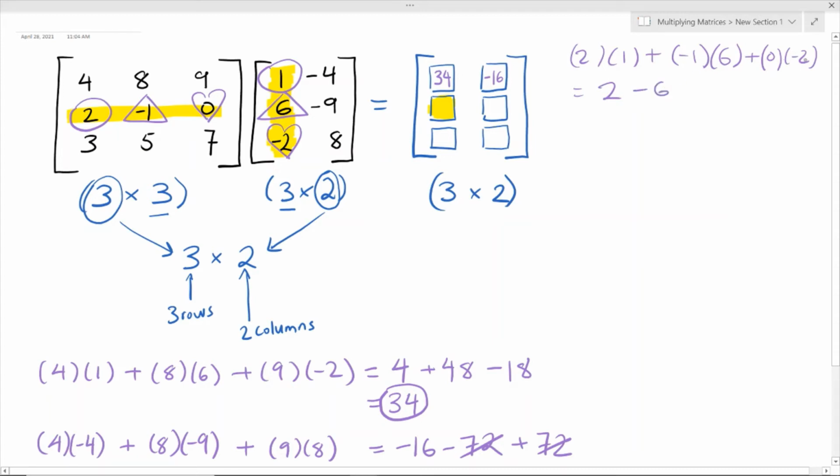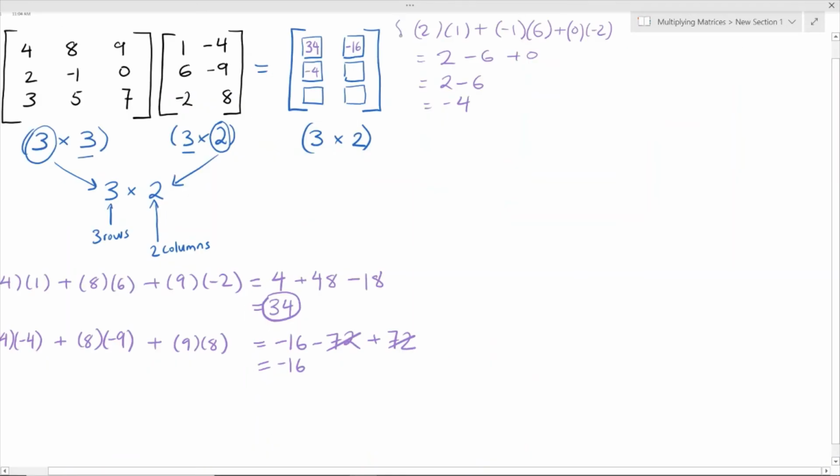2 times 1 is 2, -1 times 6 is -6, and 0 times -2 is 0. So here we get 2 minus 6, which is -4. Essentially, what we did here is first entry of the row times first entry of the column, second entry of the row times second entry of the column, third entry of the row times third entry of the column. So this gives -4 right here. I'm just going to separate this side work, so all this work here is on the side.